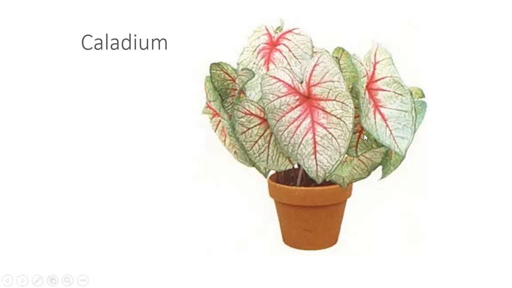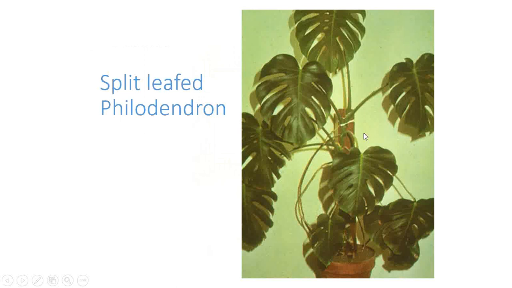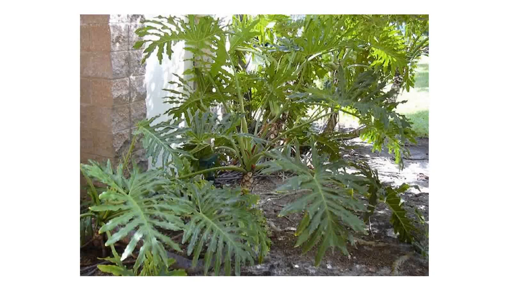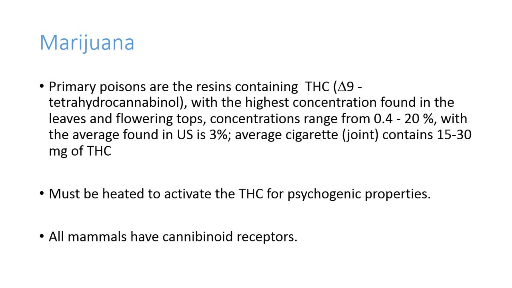Here's clay. I've seen these. Here's a split-leaf philodendron. Where do you usually see these? In doctors' offices. Here's a wild-growing philodendron in California. Here's a philodendron growing outside in California.